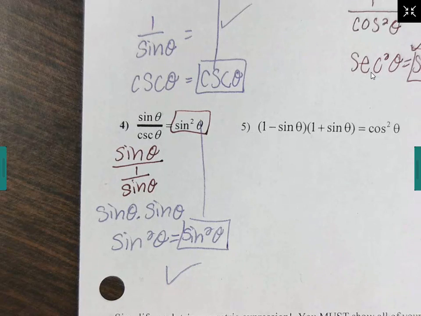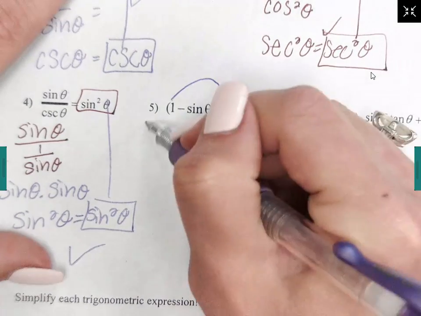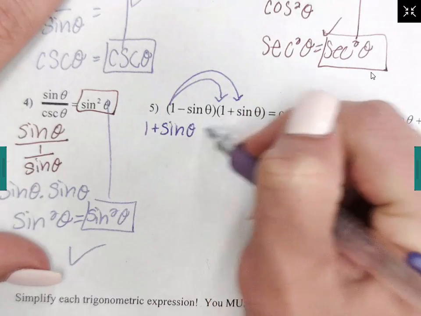All right, so now what we're going to do is distribute here. 1 times 1 is 1. 1 times the sine of theta is sine of theta.